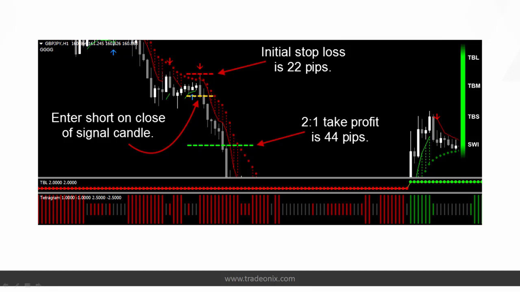This chart example is that example of a 2-to-1. We entered short on the close of the signal candle, which is represented by the yellow line. The initial stop loss goes above the TBM, and this example makes it 22 pips. The take profit is down below at twice 22 pips, so the 2-to-1 take profit is 44 pips.